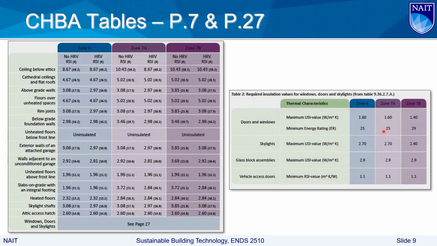Normally doors and windows in Alberta, in Edmonton and Calgary, here is the maximum USI value. USI value is a metric type of U value. It's 1.6, and the minimum energy rating for that should be 25. So make sure when you take a look into the specification for the windows and doors, you have those numbers at the back of your head.